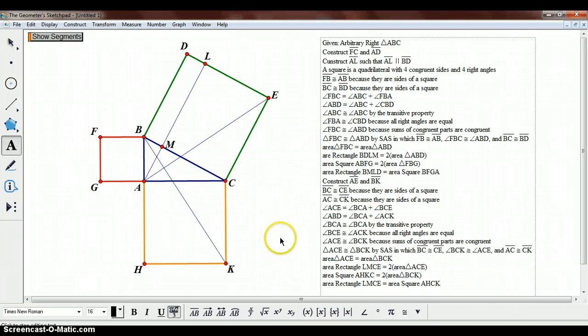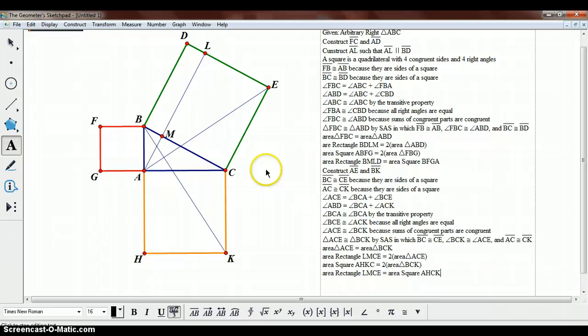We have now finished the second portion of our proof, and we will combine the results from the first portion and the second portion to get our final result. From our first portion, we have shown that the area of square BFGA is equal to the area of rectangle BMLD, and from the second portion, we have shown that the area of AHKC is equal to the area of LMCE.